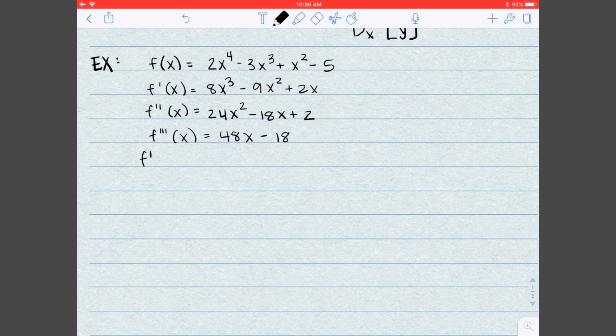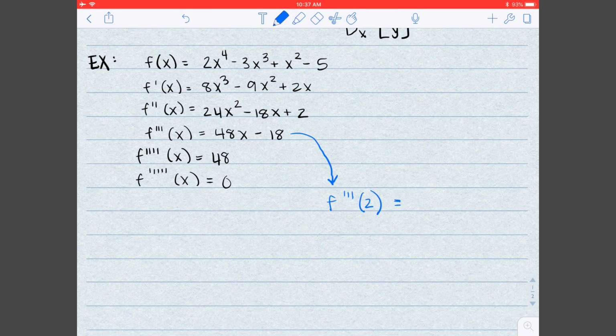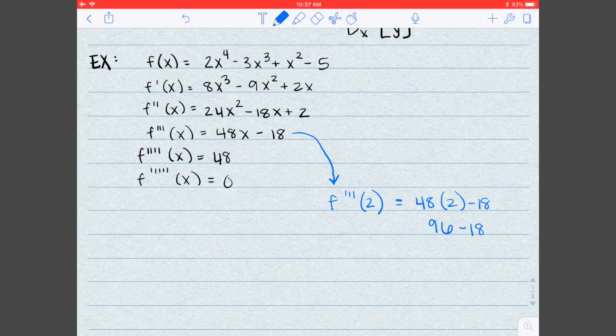If I wanted to keep going, I could do a fourth derivative. That would get me just 48. And it's not until I get to that fifth one that I end up with the value 0. And then keep in mind, I could evaluate. So I could say, you know what, I want you to go find the third derivative at the point 2. So I would be using my third derivative function, and for every x I see, I would be plugging in 2 and then solving. And that gets me 96 minus 18, which is equal to 78. Okay, so really easy to think through higher order derivatives. Just wanted you to have a quick video to show you that.